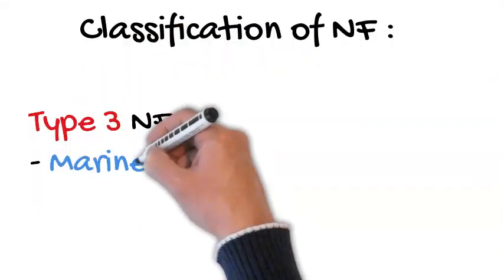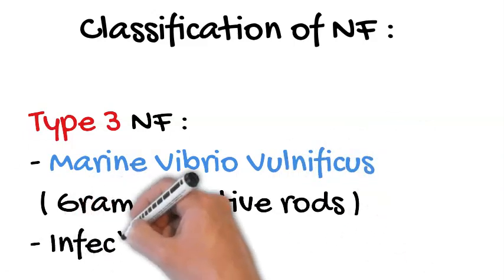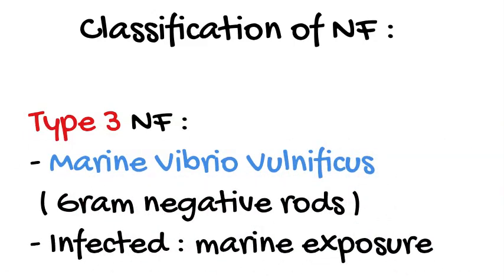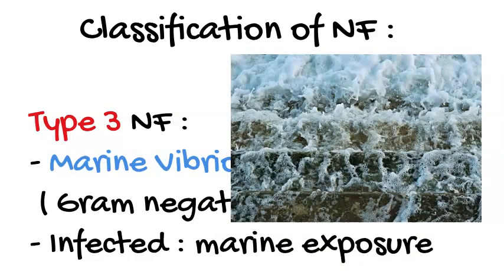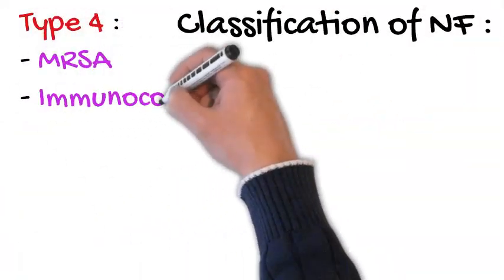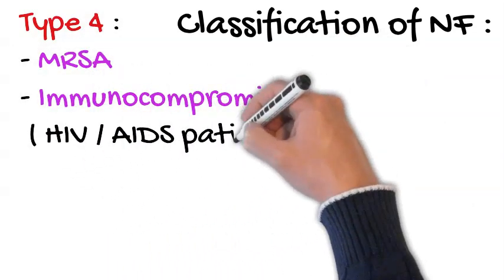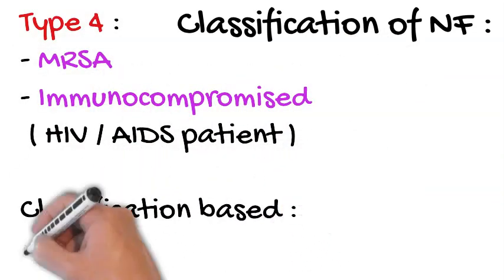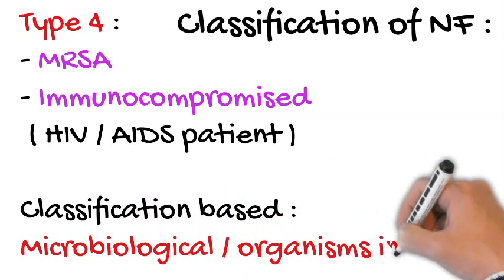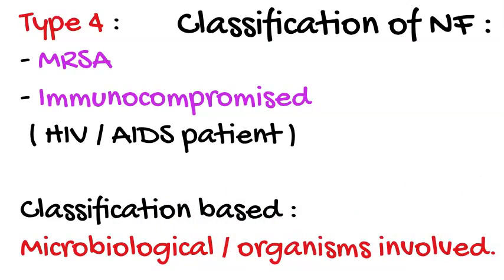For type 3 necrotizing fasciitis, the commonest organism is marine Vibrio vulnificus. It is a gram-negative rod. Patient usually infected due to marine exposure, example, accidentally skin being pierced by the fish skin hook. In type 4 necrotizing fasciitis, the commonest organism is methicillin-resistant Staph aureus, MRSA. Usually occur in immunocompromised patient, example, in HIV patient or in AIDS patient.